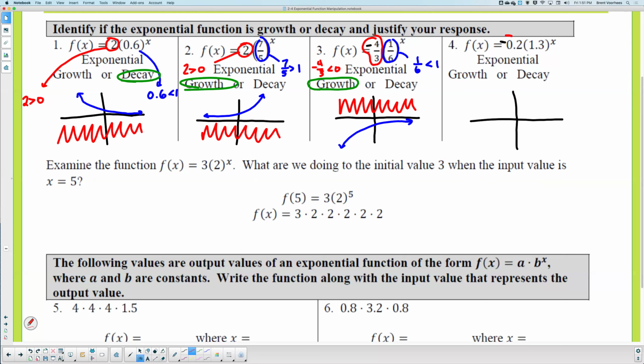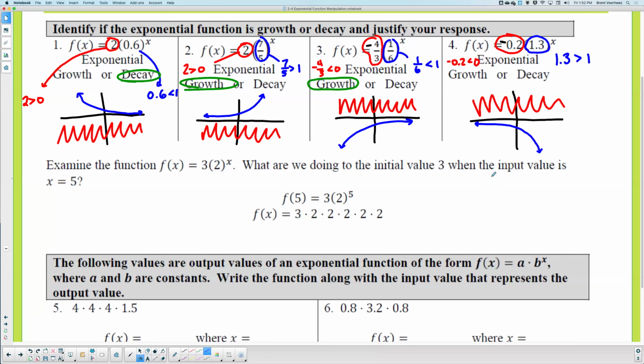Tell me about my leading term, positive or negative? Negative. So if we're negative, then where is the graph going to be located? The lower two quadrants. And my base is 1.3. If your base is greater than 1, what does that mean? No. Diverge away. This means it goes away from the x-axis.